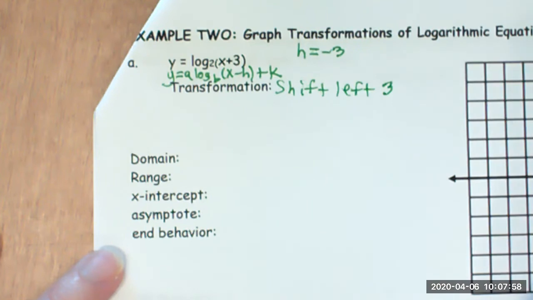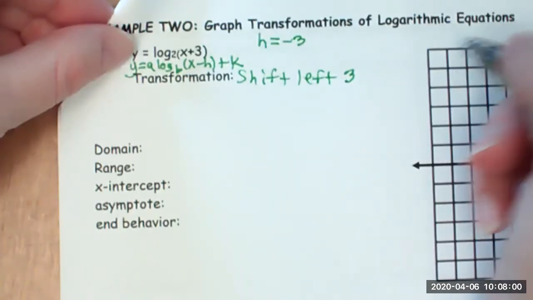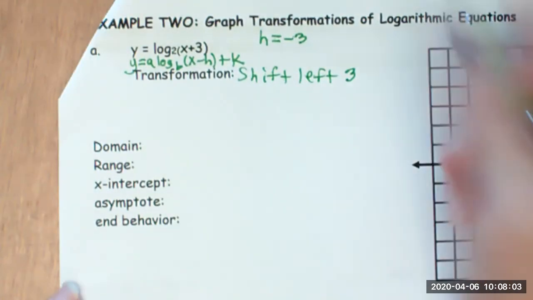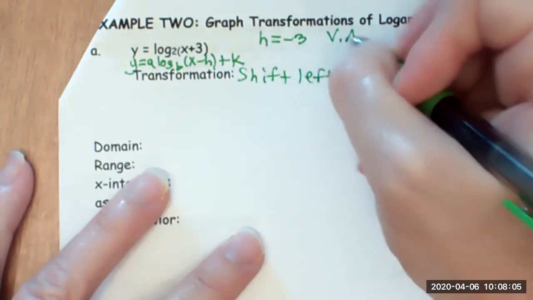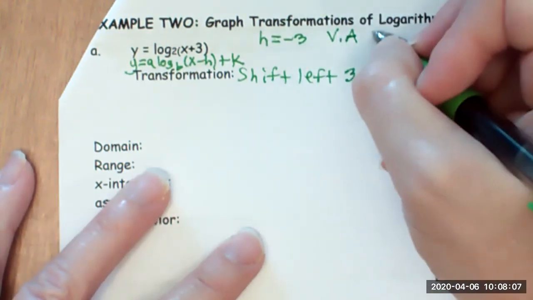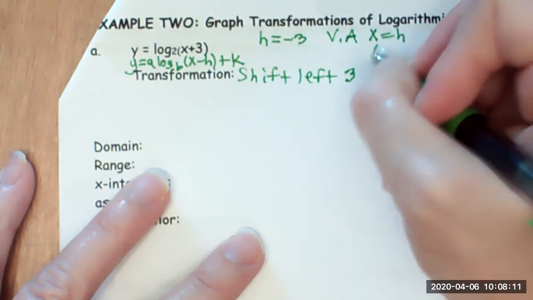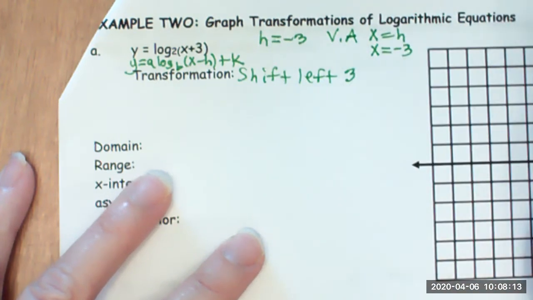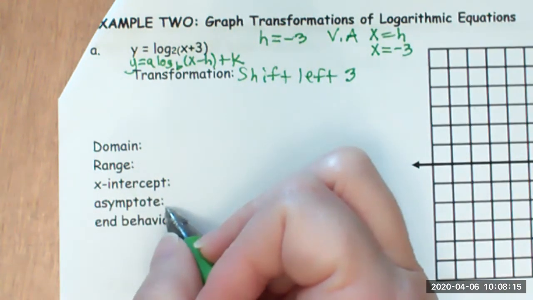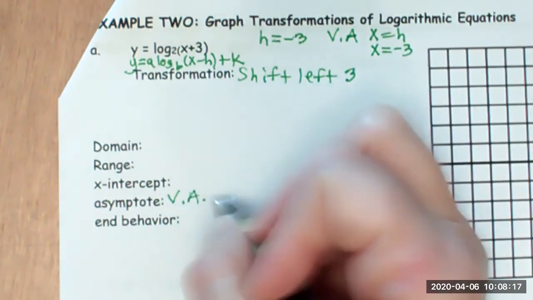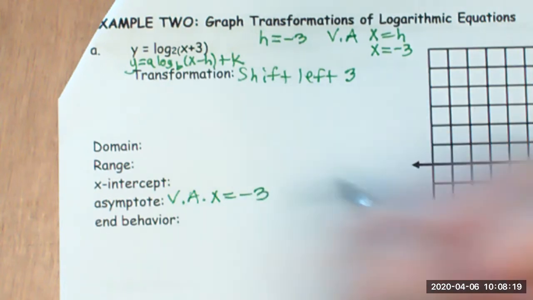And as I was just talking about, that also tells us that our vertical asymptote is going to change. The vertical asymptote is always going to be based on the value of h. It's x equals h. So in this case, it's x equals negative 3. And so we can copy that right down here in our asymptote. Vertical asymptote is going to be x equals negative 3.